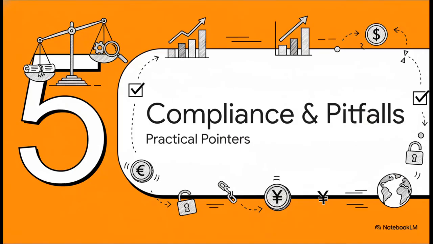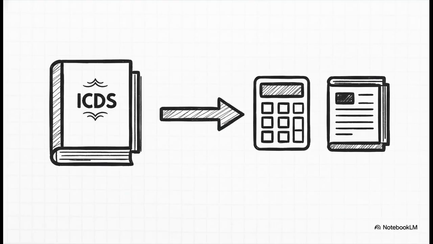All right, knowing the law is one thing, but applying it correctly without tripping up is the real goal. So let's talk about some key practical points to keep you on the straight and narrow. Okay, listen up, because this one is non-negotiable. The law is very clear that you must calculate these Forex gains and losses according to the Income Computation and Disclosure Standards, or ICDS. These are not the same as your regular accounting standards. They're the specific rulebook for tax purposes. Making sure your math lines up with ICDS is absolutely mandatory.